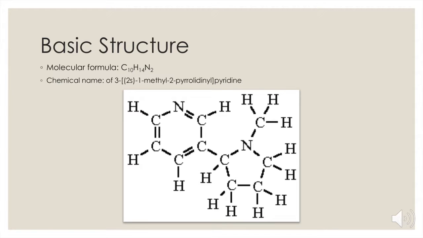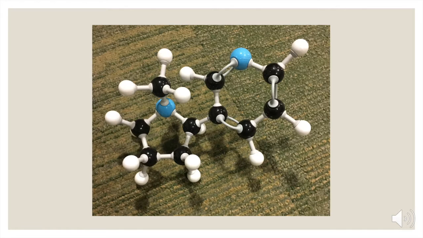The molecular formula for nicotine is C10H14N2, and there is its fancy chemical name right up here. And this is just a Lewis structure of the molecule to give you a better idea of what it looks like. Here is a picture of nicotine made with one of the models that I can make. Here are the nitrogens, the black are the carbons, and the white are the hydrogens.